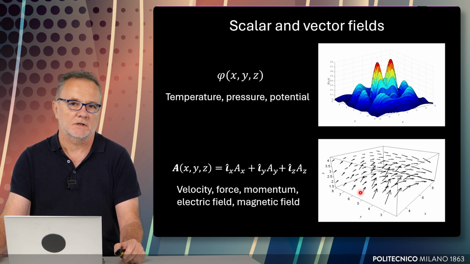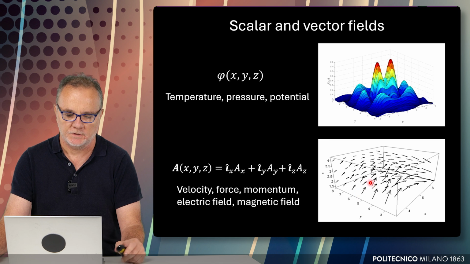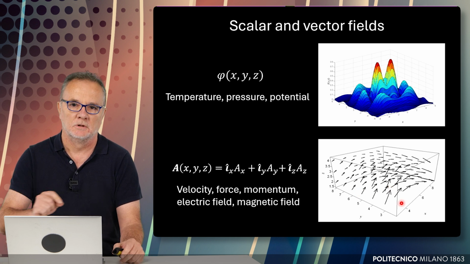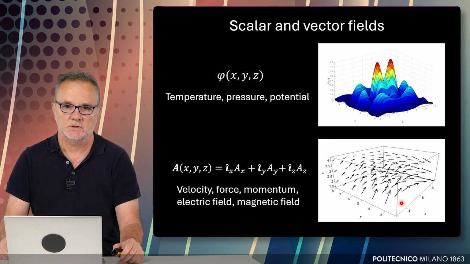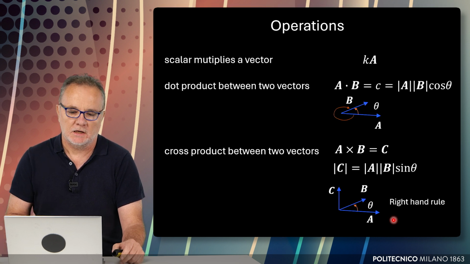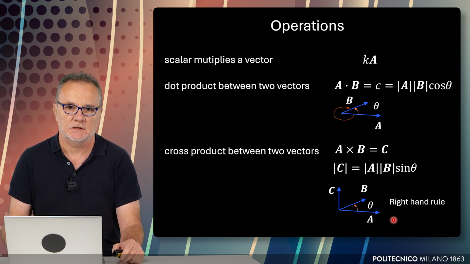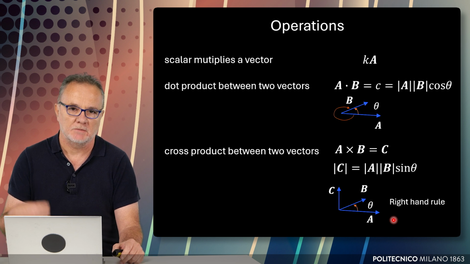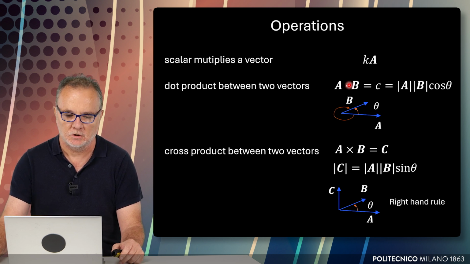We can represent graphically these fields in several ways. For instance, for vector fields, you can plot the vector together with its direction and its magnitude for some points of space. On scalar and vector fields, we can operate in some way. For instance, with vector fields, we can multiply a vector field times a scalar. We can multiply a vector field times another vector field with a dot product.